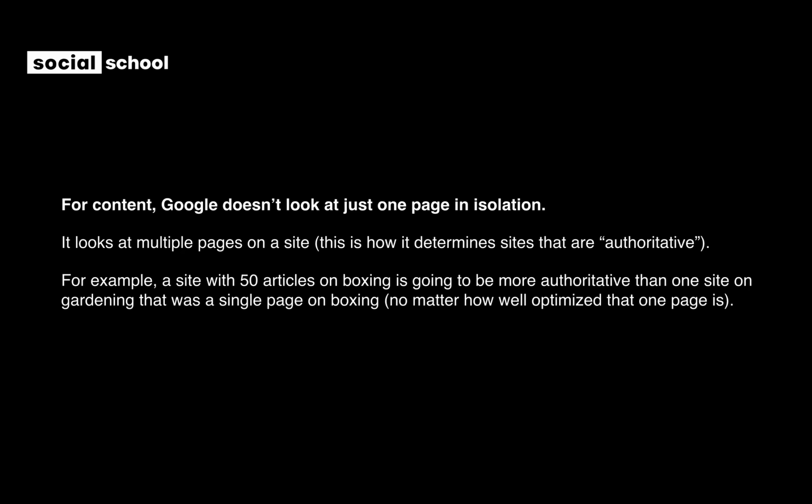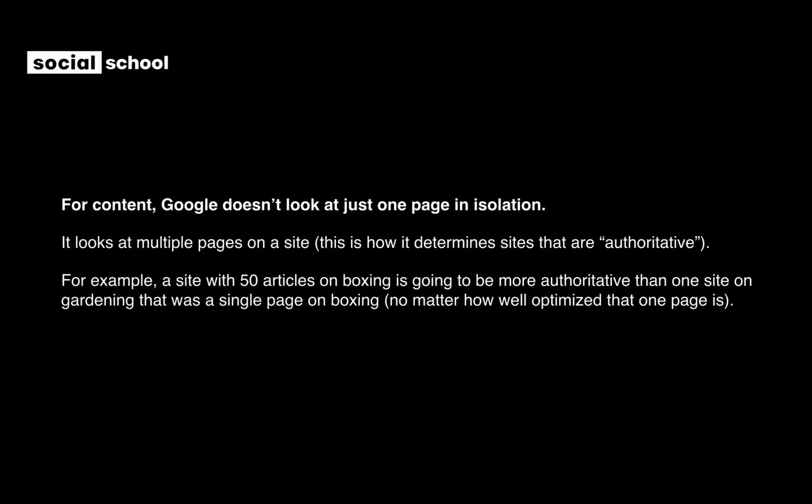We chatted a little bit about this earlier, but when it comes to content, Google doesn't just look at one page in isolation. This is a common mistake a lot of people make when they're thinking of SEO: they're just trying to optimize one page and call it a day. But Google actually looks at multiple pages, and this is how it determines if a site is an authoritative source when it comes to that topic, industry or piece of information.